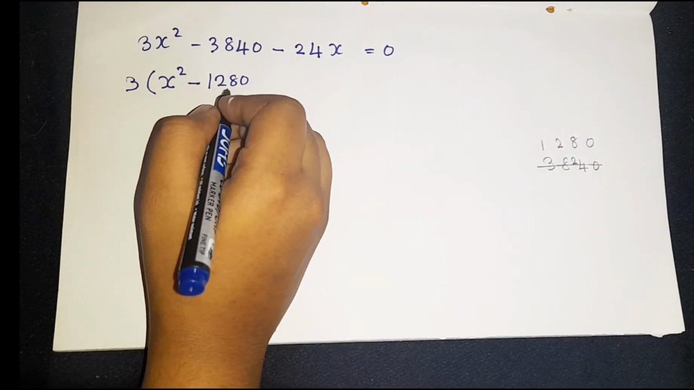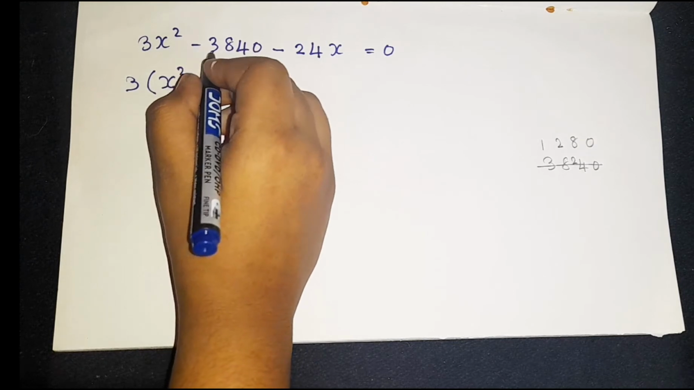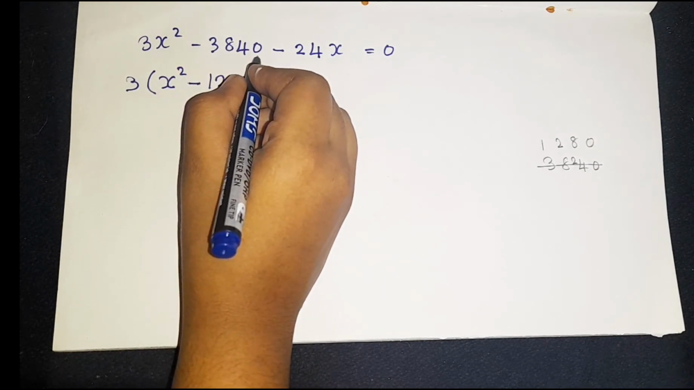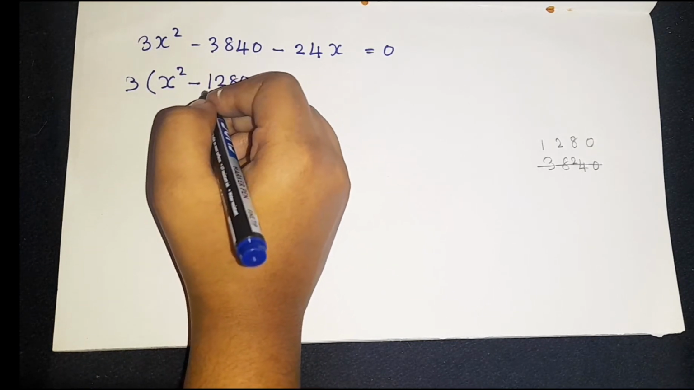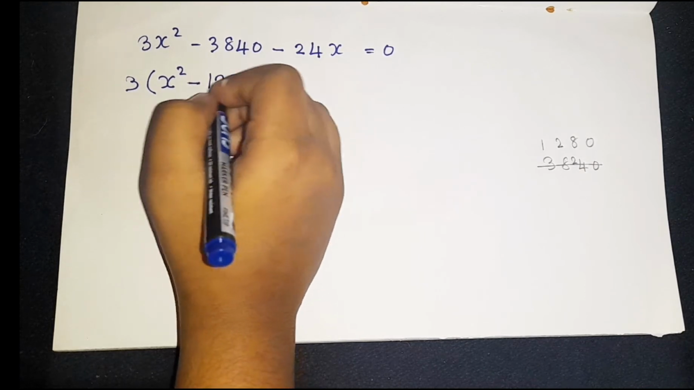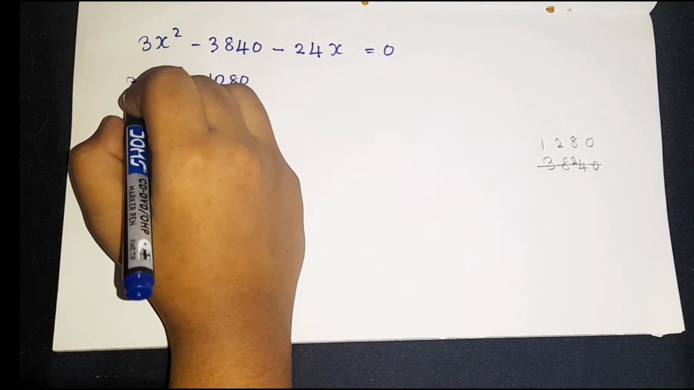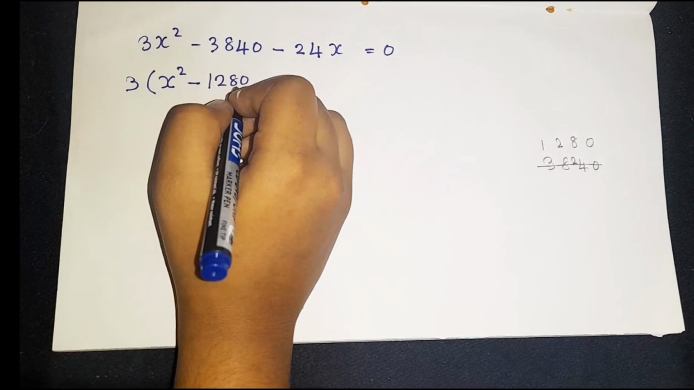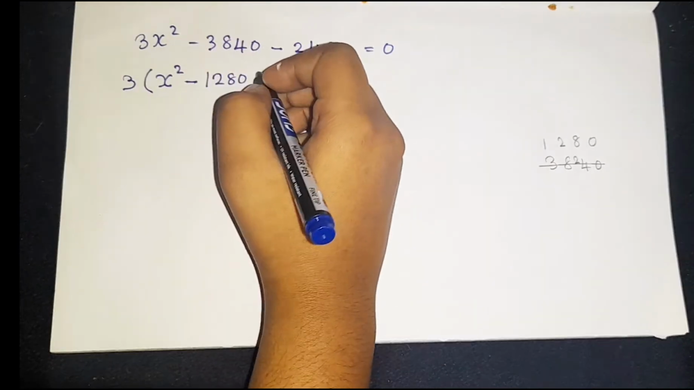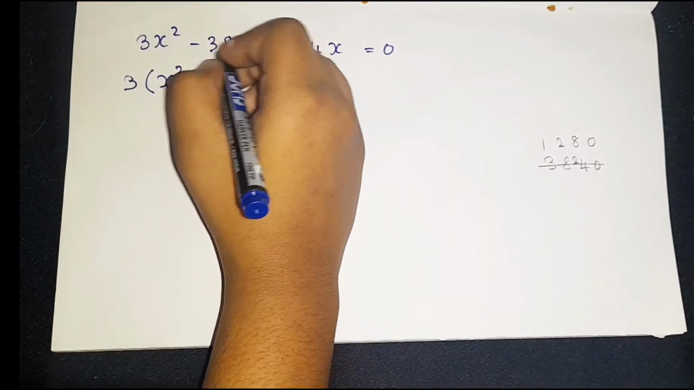So when we multiply 3 into minus 1280, we get minus 3840. So that's why it is correct. That's why we took 3 as common. Why? Because when we multiply, we get the perfect value that is right over here.